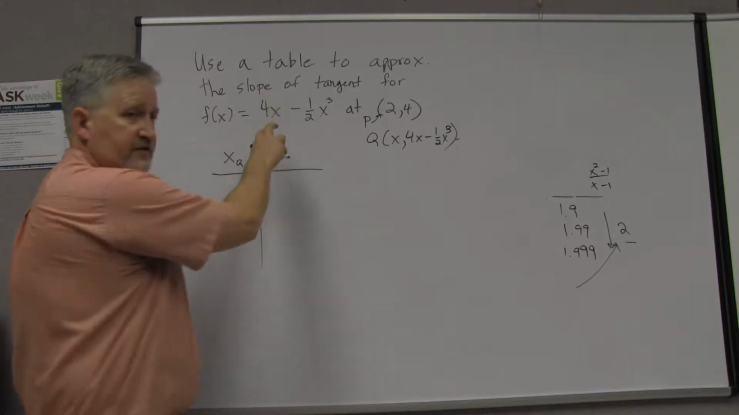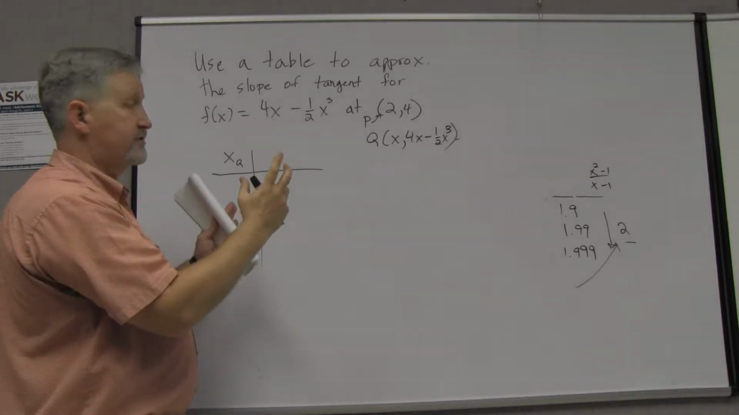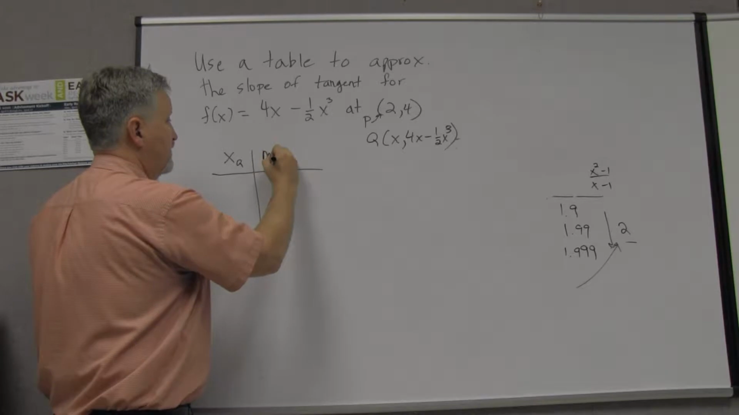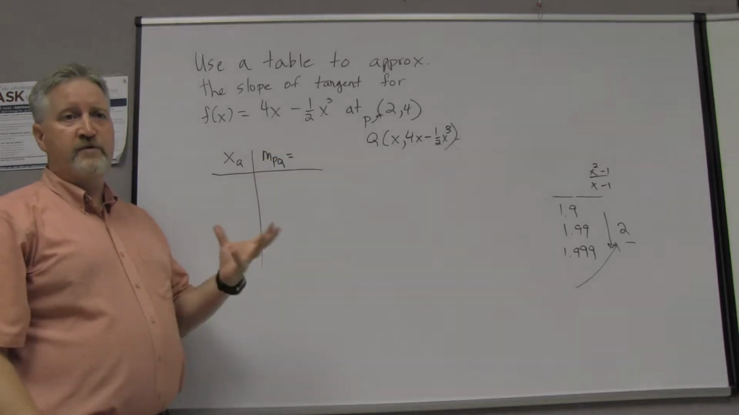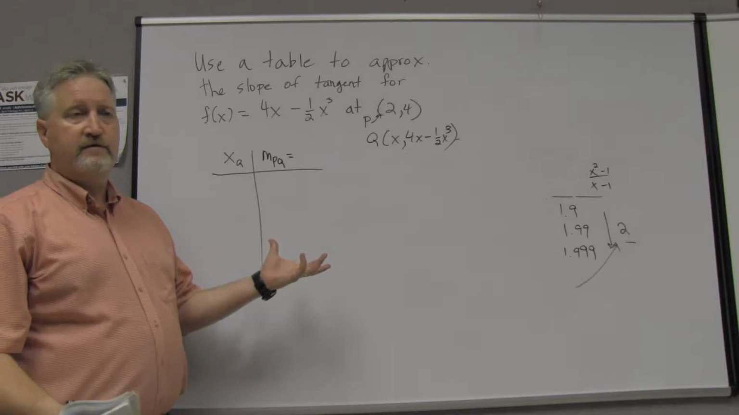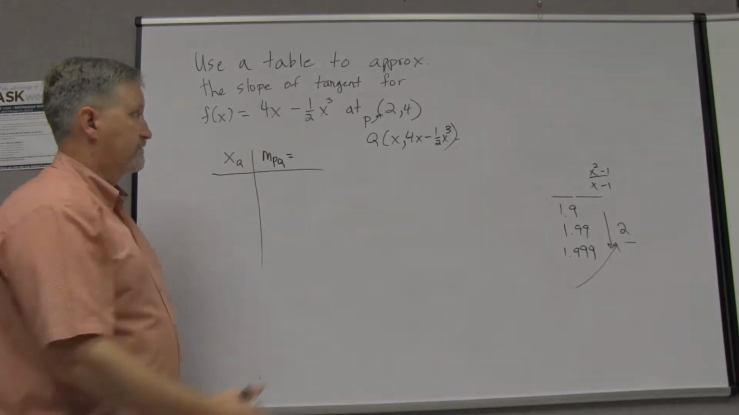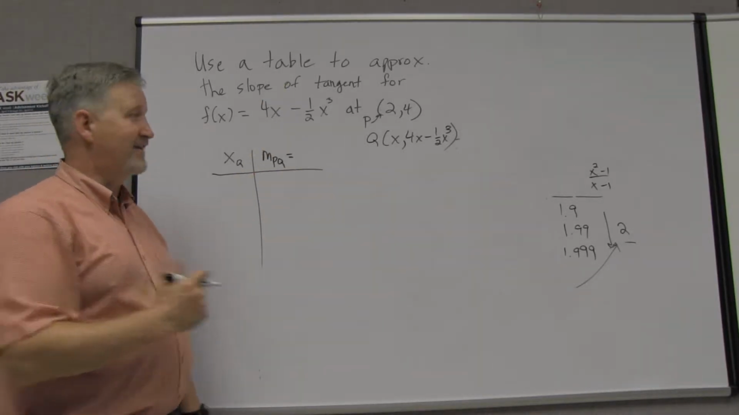I don't want that function value. In these, I'm trying to do slope, so in the table, I want MPQ. So what is MPQ? What's the formula or the equation going to be for it? Well, it's same old, same old. Difference of the y's over difference of the x's.